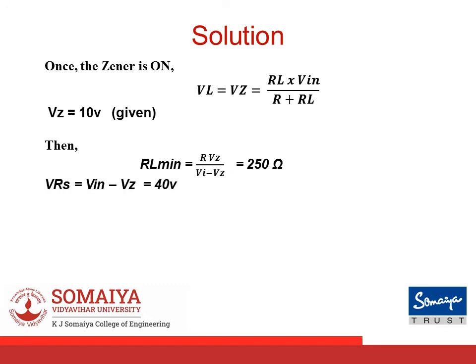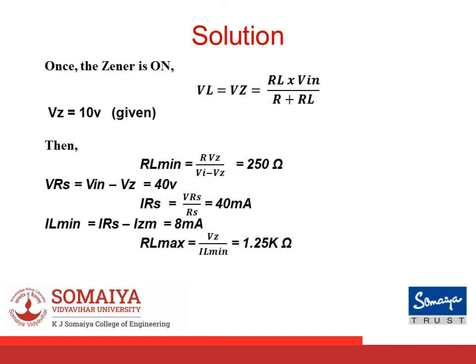Next, let's find out the voltage drop across the series resistance, which is nothing but the difference between the input voltage and the Zener drop, and hence it comes out to be 40 volts. Now using Ohm's law, we can also find out the current flowing through the series resistance, and it comes out to be 40 milliamperes. Now you can find out IL min with the help of the current flowing through the series resistance and the maximum current that is allowed to flow through the Zener. IL min comes out to be 8 milliamperes.